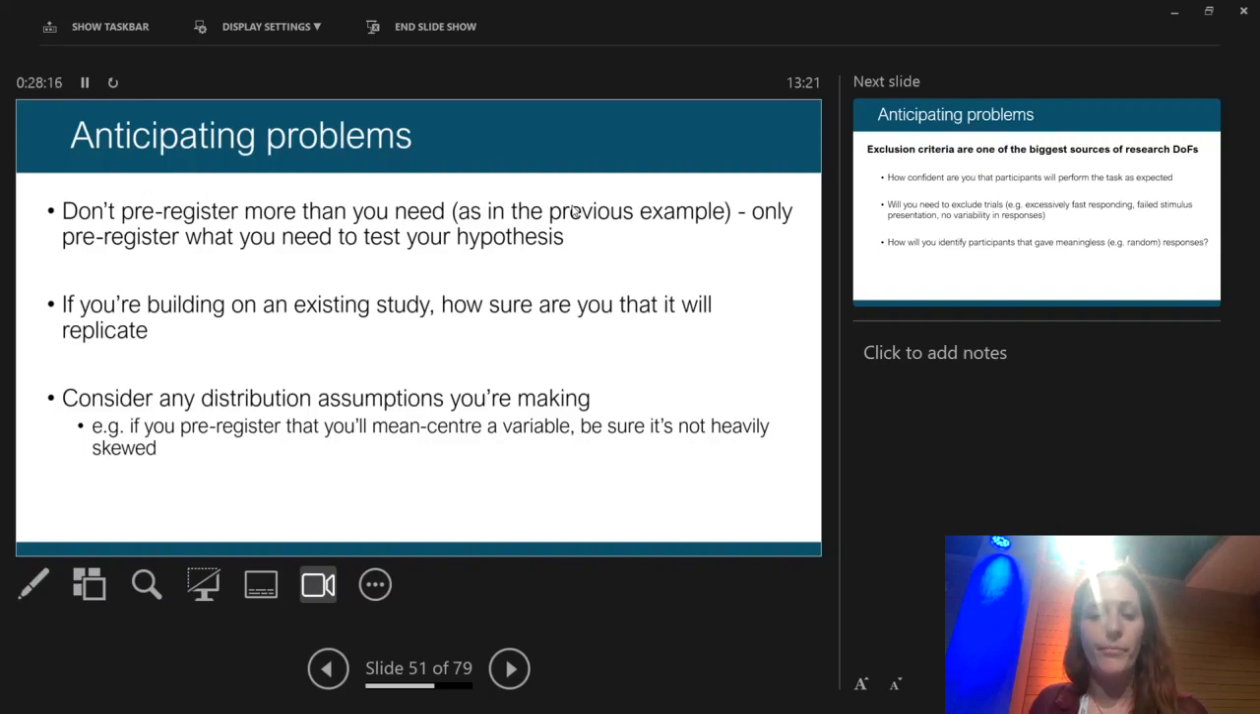So thinking about the distributional assumptions you're making and how sure you are about what your data will look like is another way to try and anticipate problems. And the best thing to do is to just, to the best of your ability, not pre-register anything that's going to not work. So the more robust analysis you choose, the less you actually need to worry about these problems.